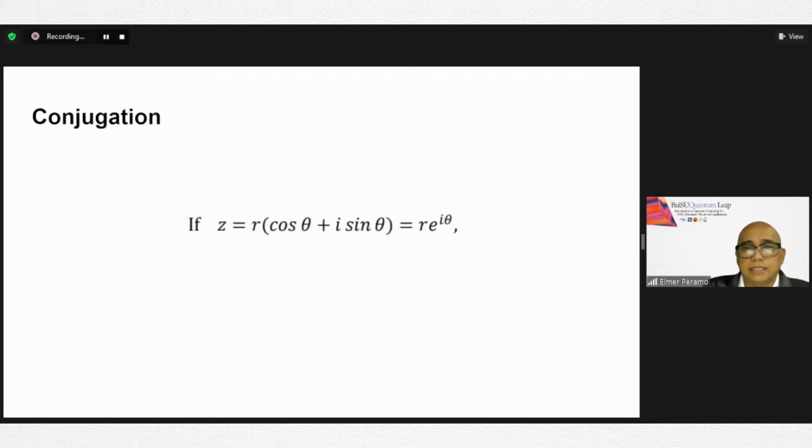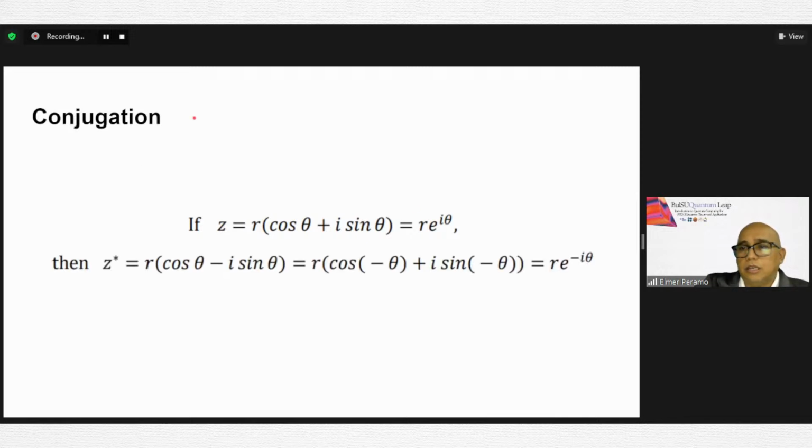Exercise. Now conjugation. The conjugate of z in polar form is just r (cos θ - i sin θ). So if this is z, the conjugate in polar form is this one. The conjugate in exponential form is this one. You just negate the exponent.